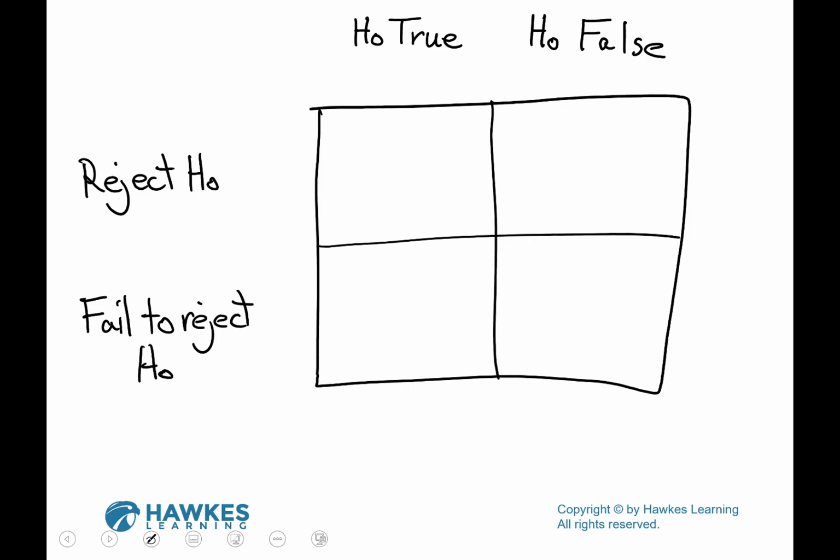So our null hypothesis is that the person is innocent. It's what we're trying to assume, what we're supposed to assume, right? So if H0 is true, that would mean our person is innocent. If H0 is false, that would mean our person is guilty, okay?